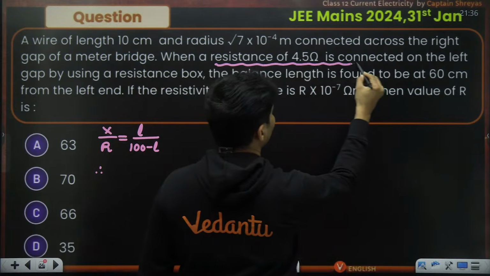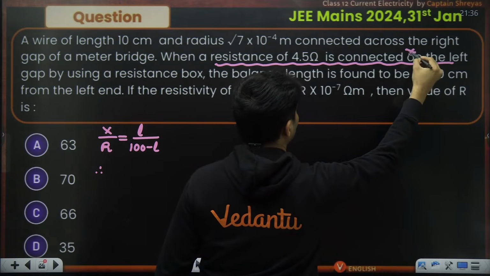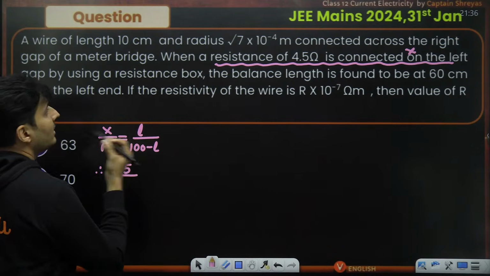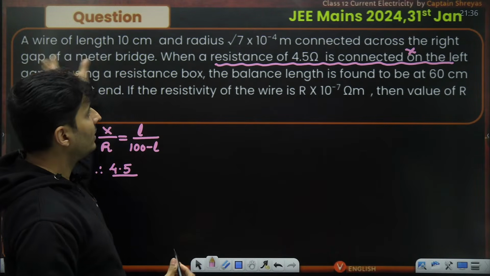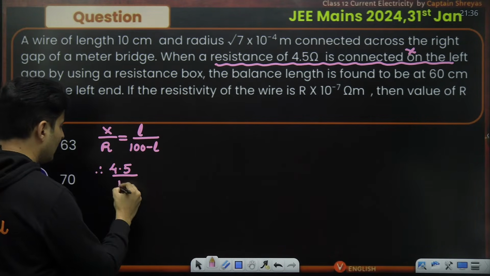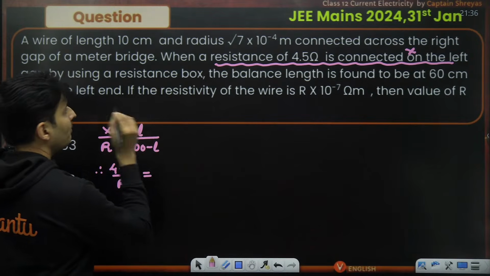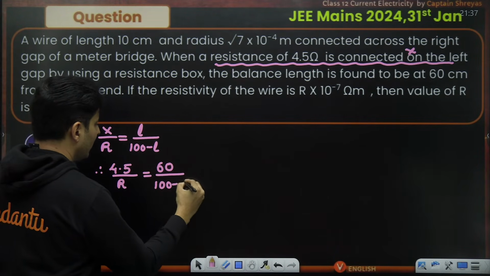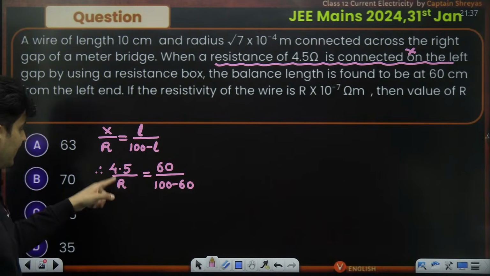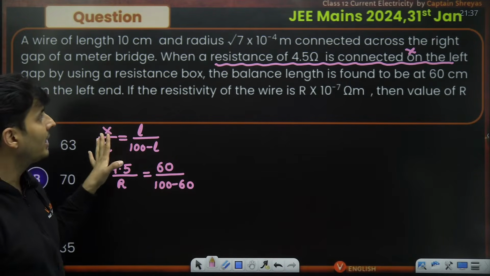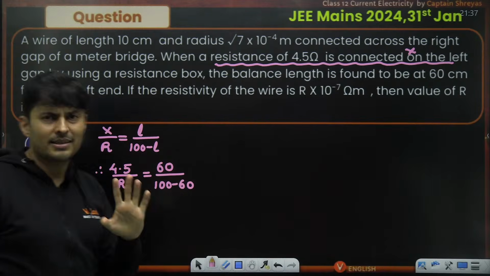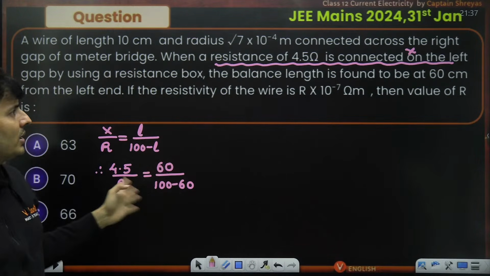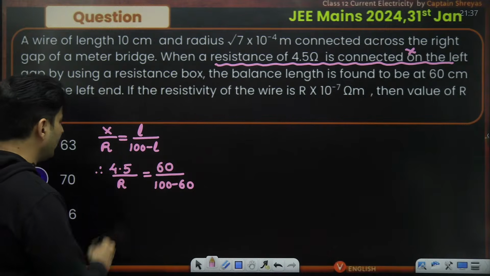This is nothing but on the left side, that means basically that is X. So this is 4.5. The resistance on the right gap is R, I'll just put it as R for now. Balancing length is 60 and that's why I'll do 100 minus 60. The resistance on the right gap is not known to me right now. I'll just put it as R because it is in terms of length and radius and resistivity and so forth. So I'll think about it later on.